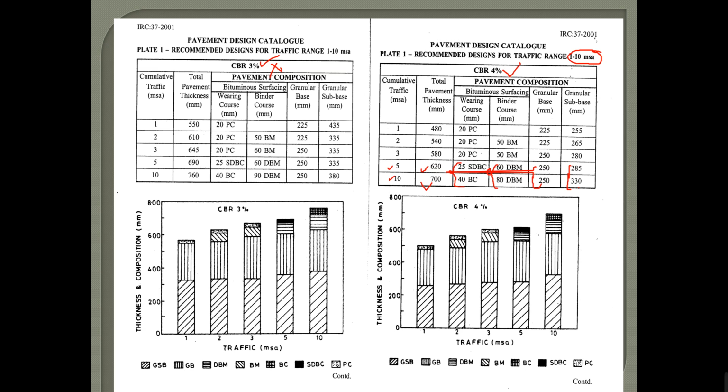Based on what? Based on the input parameters, two very important input parameters. Which are they? Cumulative traffic in terms of MSA, which you are going to decide based on the value of N. Based on the substitution of the input parameters in the formula N, we are going to obtain the cumulative traffic in terms of MSA. Later, the value of CBR in terms of percentage. We are going to choose what pavement design catalog chart has to be referred, as well as we can easily take into consideration what should be the total pavement thickness and what are the different layer thicknesses.